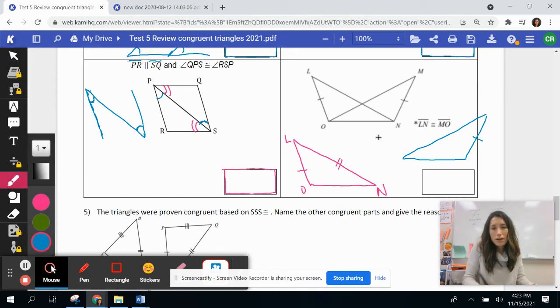We know that LN is congruent to MO. Well, this is M, this is N, this is O, so MO. And then they actually both have this side in common, ON and NO. I'm going to put 3 marks on that. So 1, 2, 3, 1, 2, 3. So go ahead and state why these triangles are congruent.